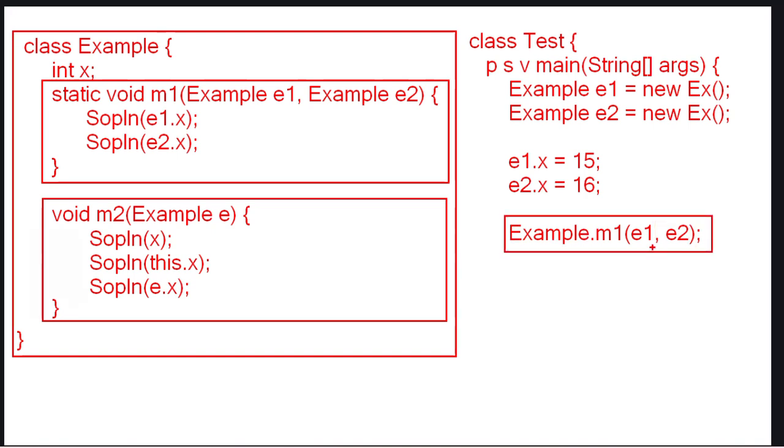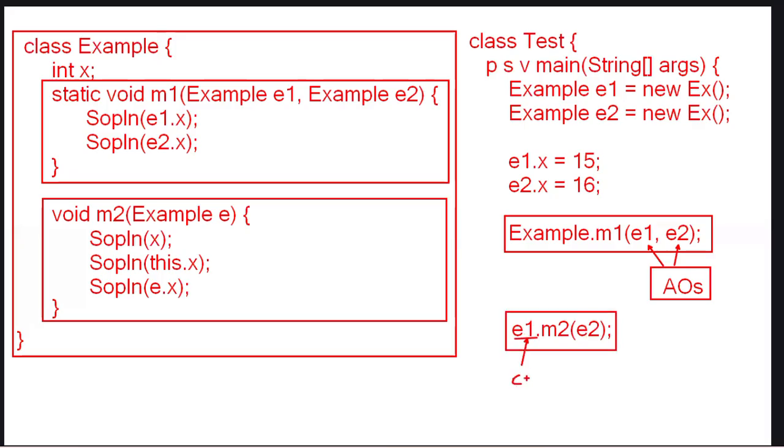Here e1 and e2 are considered argument objects. Then e1 dot m2 of e2. Here e1 is the current object, e2 is the argument object. Close main method, close class.